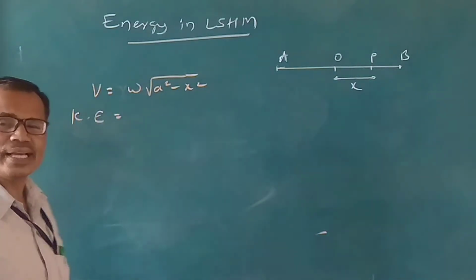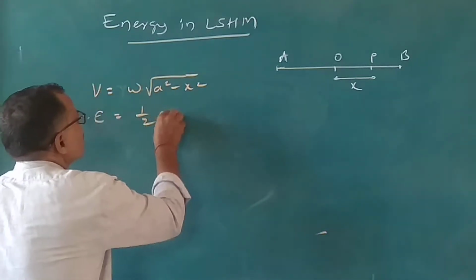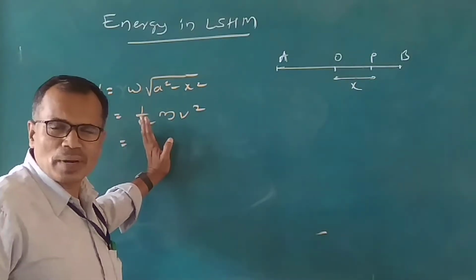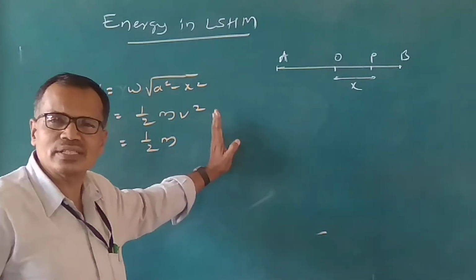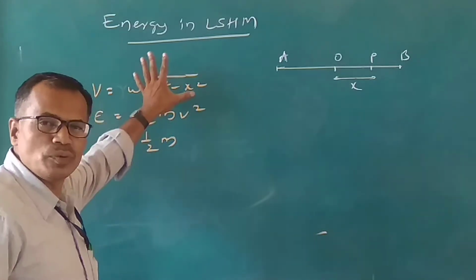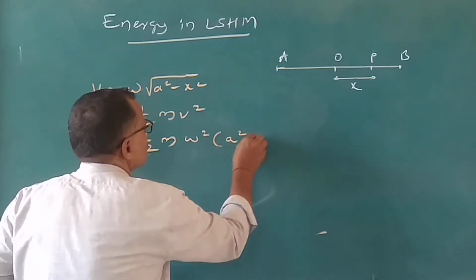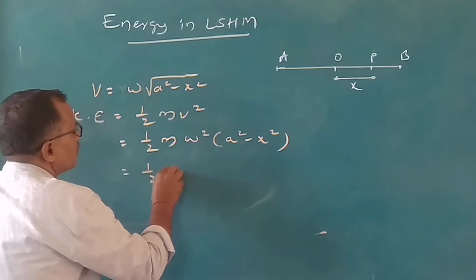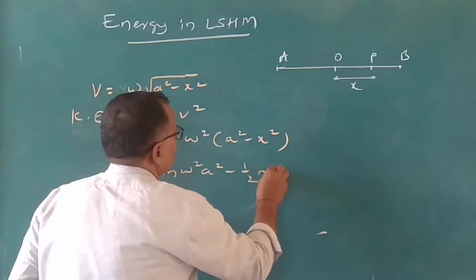Now what is the equation for the kinetic energy? Kinetic energy K is equal to 1/2 m v square. Therefore, the kinetic energy of the particle is given by 1/2 m, where m is the mass of the particle, times the square of the velocity v equal to omega root a square minus x square. If we square it, it becomes omega square in bracket a square minus x square. So we can write it as 1/2 m omega square a square minus 1/2 m omega square x square.